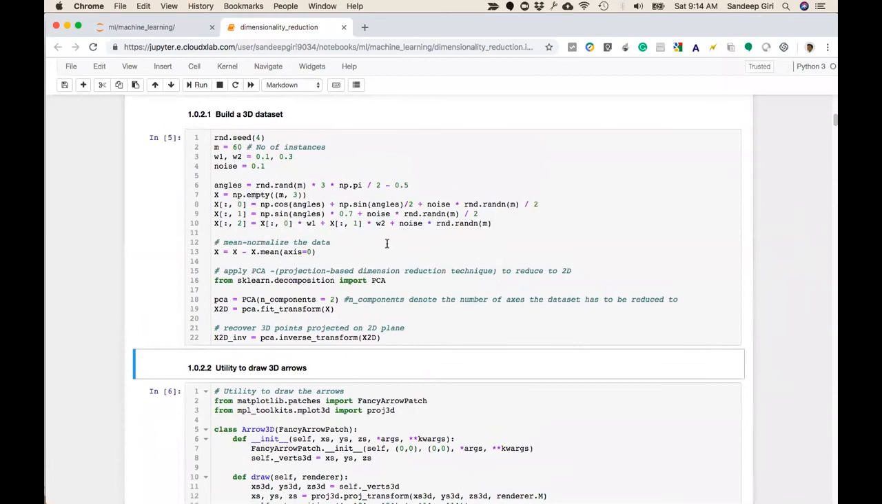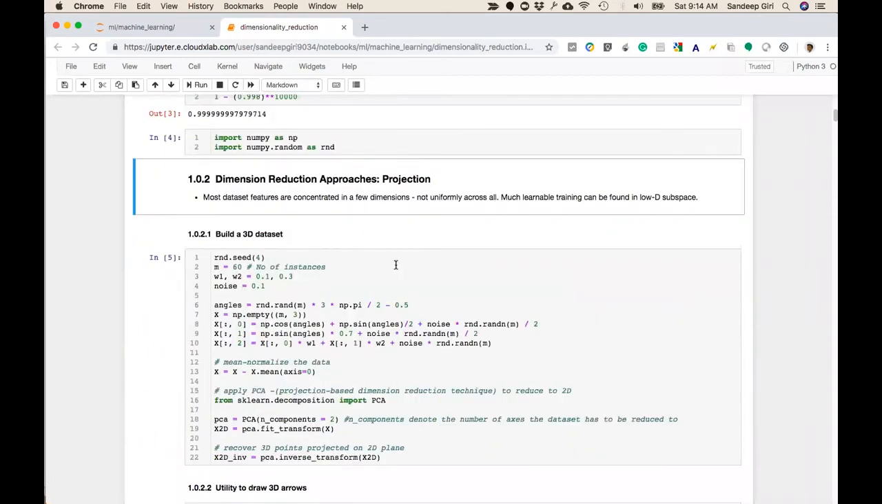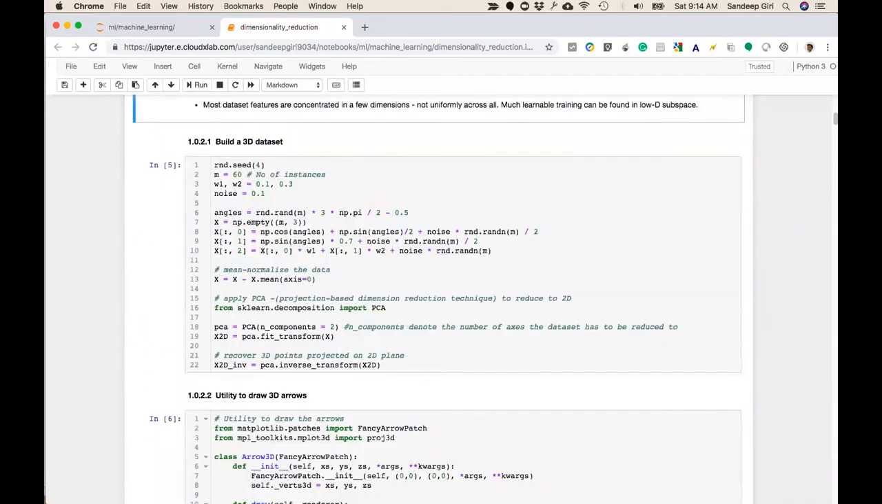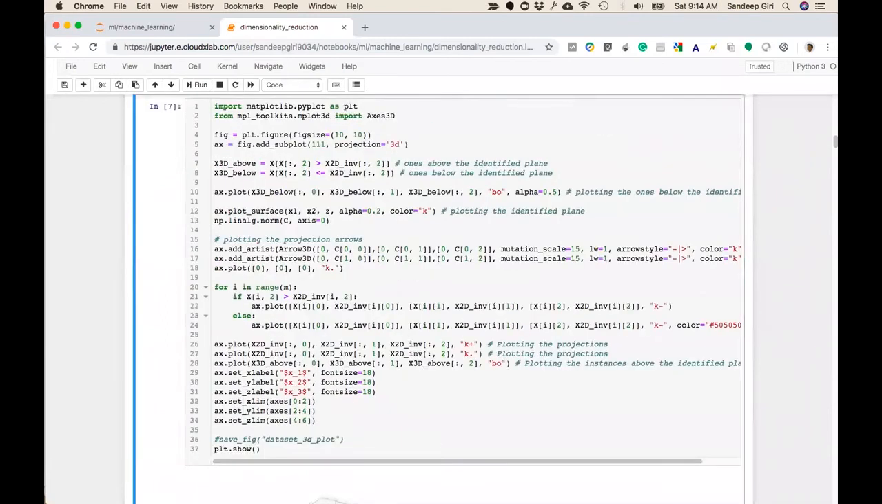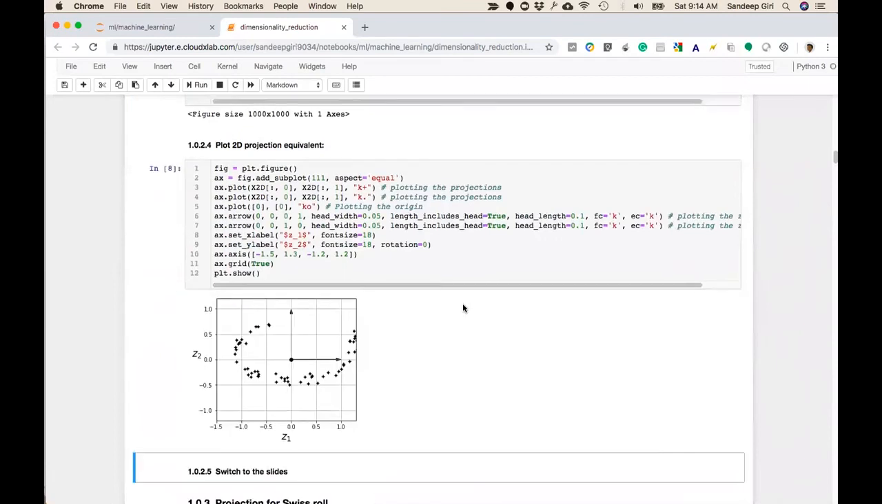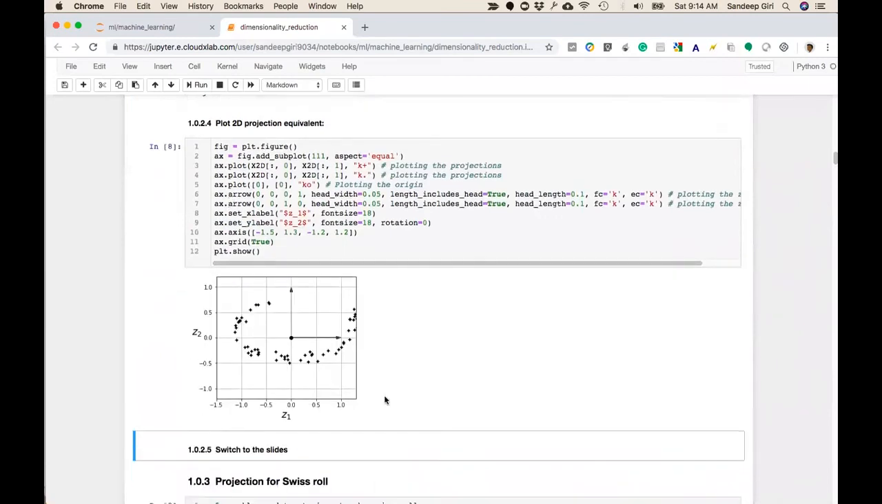Okay. Let's not go through the code. This is just for plotting. We'll go through this very soon. Okay, so this is it.